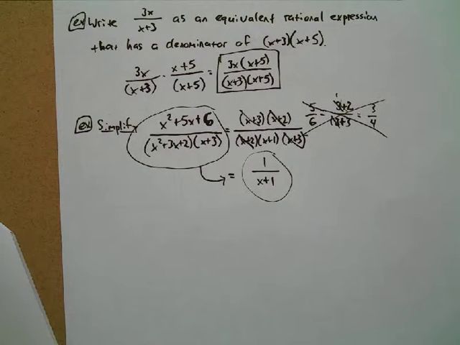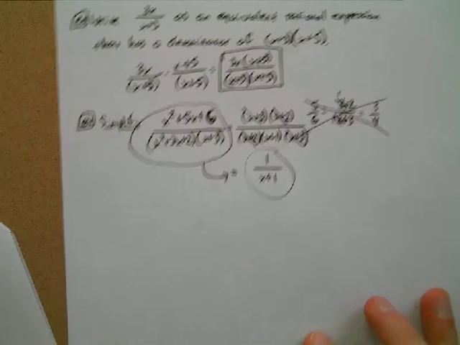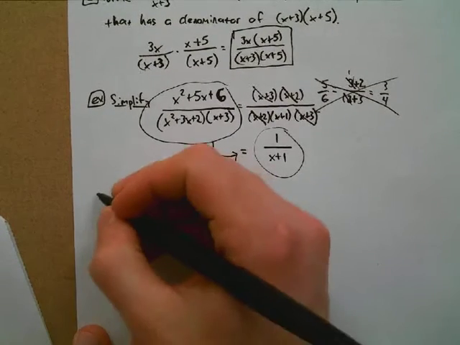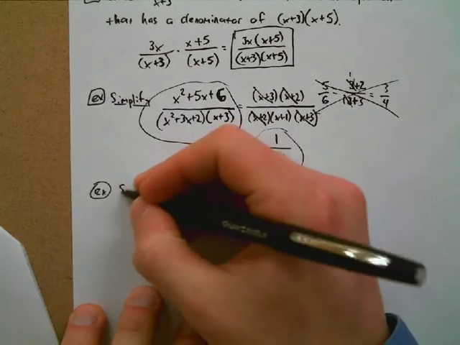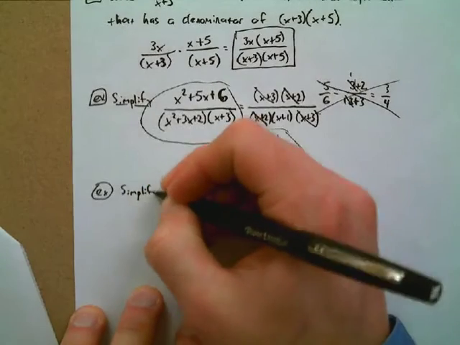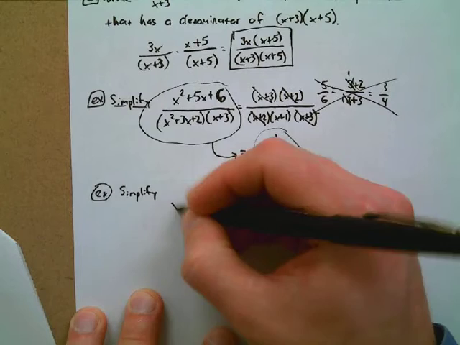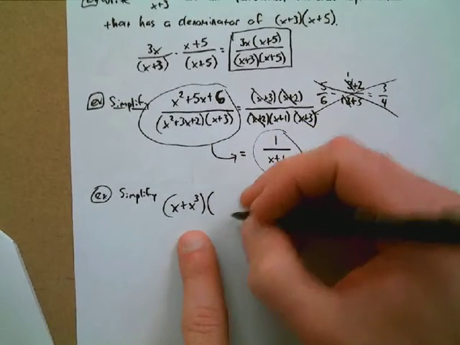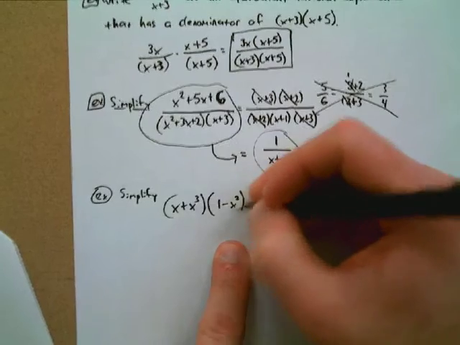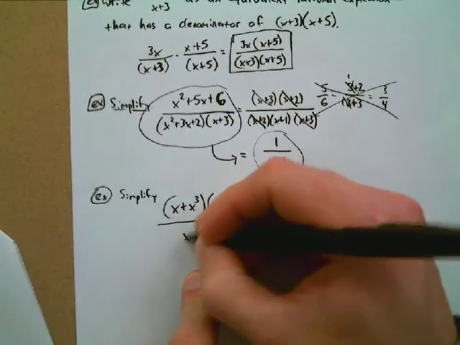Let's do maybe one or two more of these, and then we'll get into the actual adding and subtracting. Sure, we'll do one more here. Let's simplify one more. We'll simplify (x plus x to the third) times (1 minus x squared) all over (x to the second minus x to the sixth).